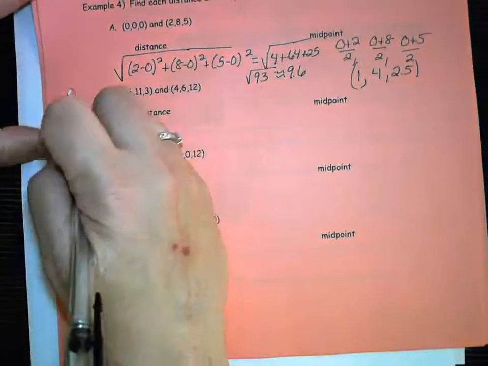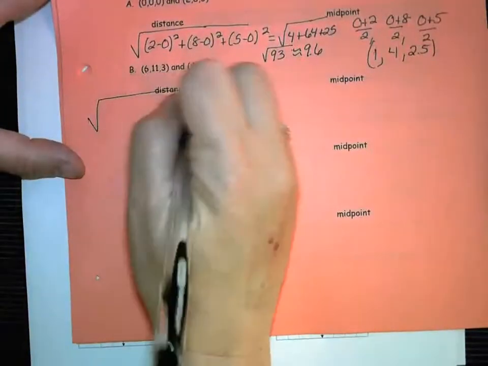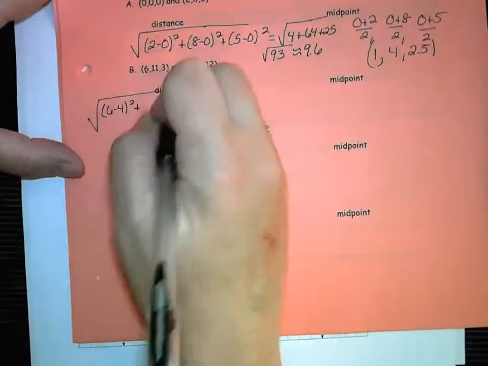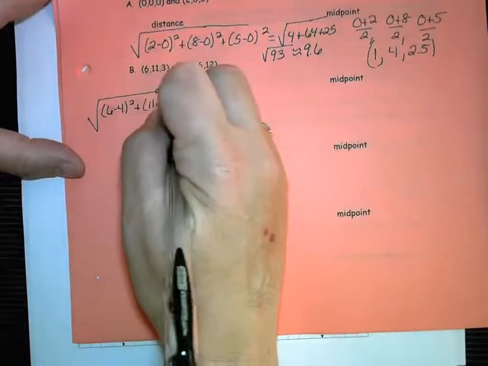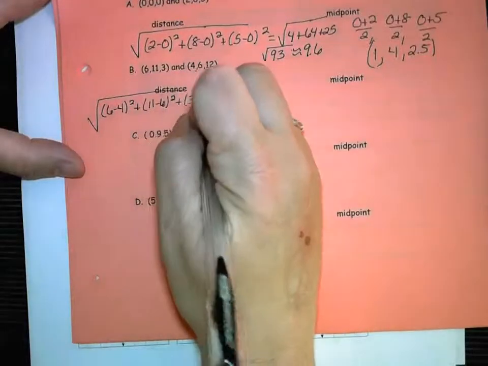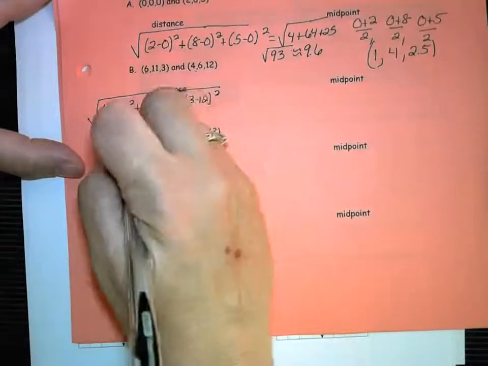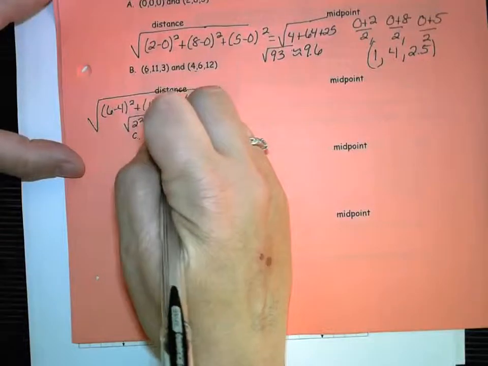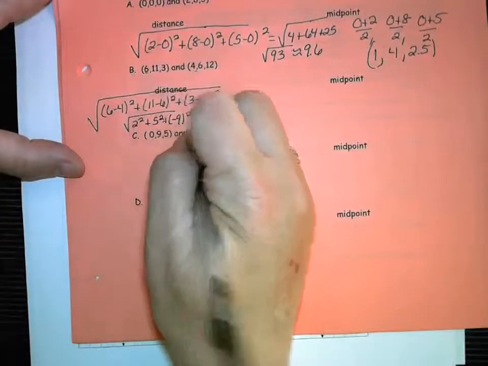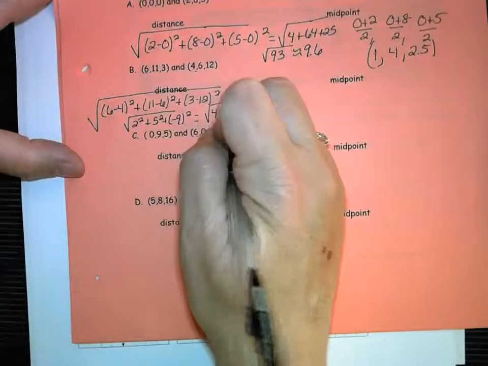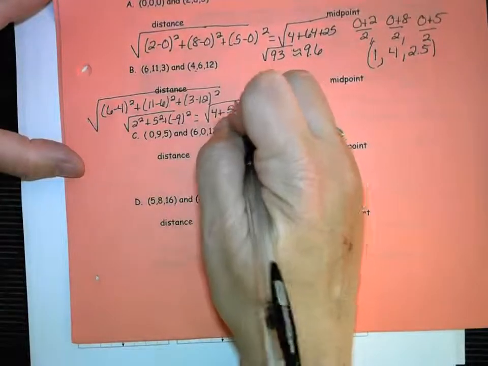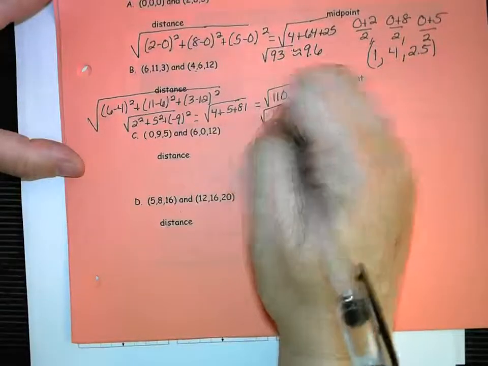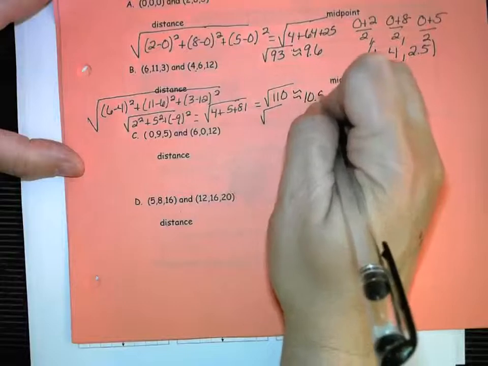Letter B, start way off to the left here. X minus x, 6 minus 4 squared, 11 minus 6 squared, and 3 minus 12 squared. That becomes 2 squared plus 5 squared plus negative 9 squared, which is 4 plus 25 plus 81, square root of 110, which is right about 10.5.